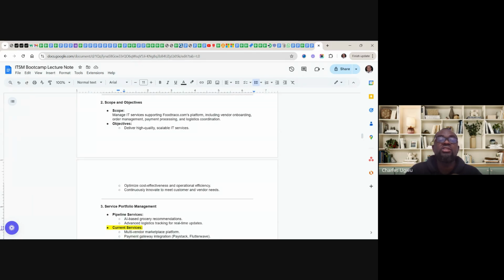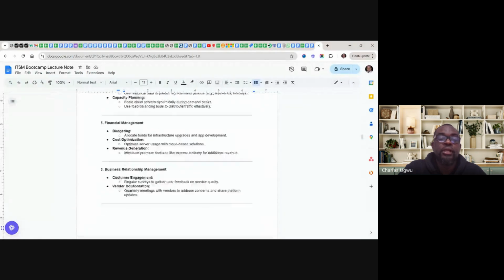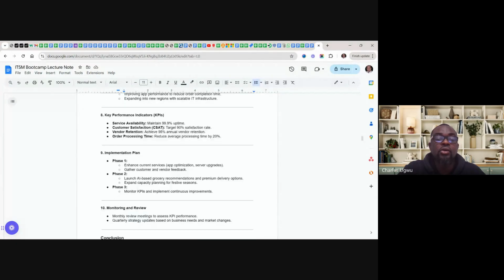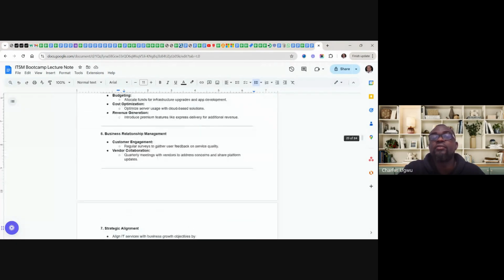We've decided this is the service, but we have to capture service portfolio management. That is where a lot of things need to be happening. And that is where we are going to end it for tonight.